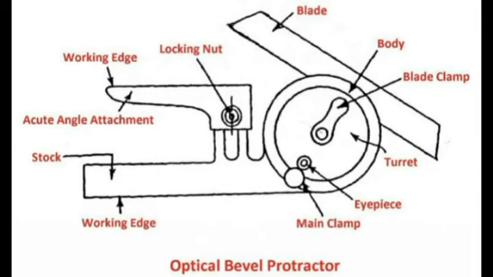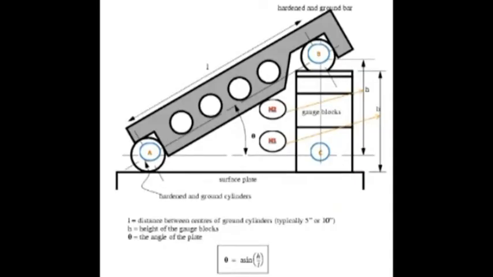Okay, so next thing is the sine bar. The next instrument is the sine bar. A sine bar is a precision angle measuring instrument which is used along with slip gauges. So what we do is, here is a slip gauge. You put the slip gauges at one end of the roller, so basically you keep it on a height.